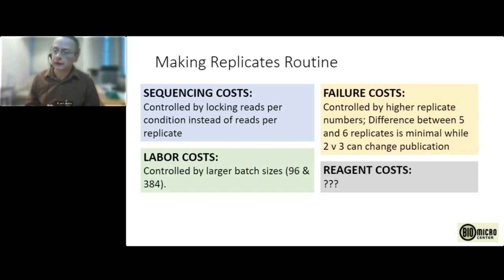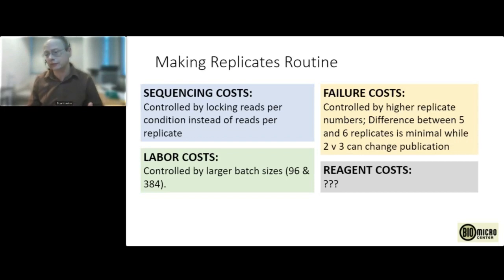Third, failure costs. If you have 3 replicates and 1 sample fails, now you've got duplicates. That's not publishable data, so we have to go back and make sure that we're capturing every single sample. But because there are batch effects, we often have to repeat the entire prep of all of the samples to capture even a few failures.